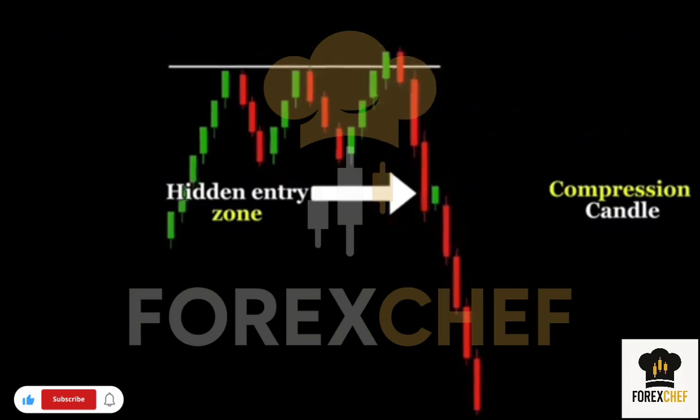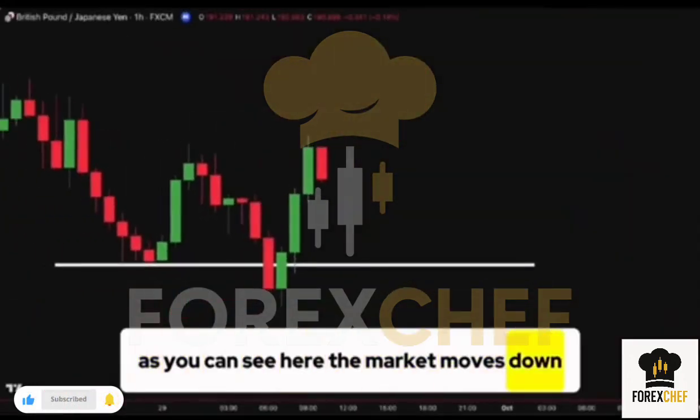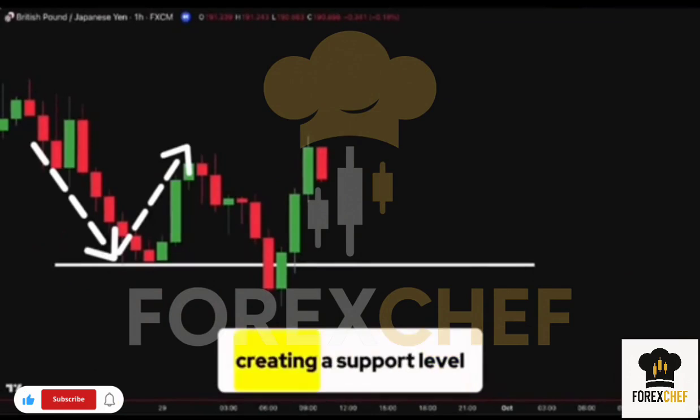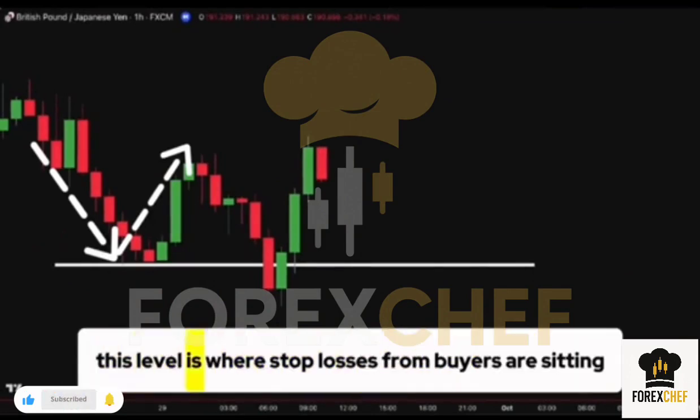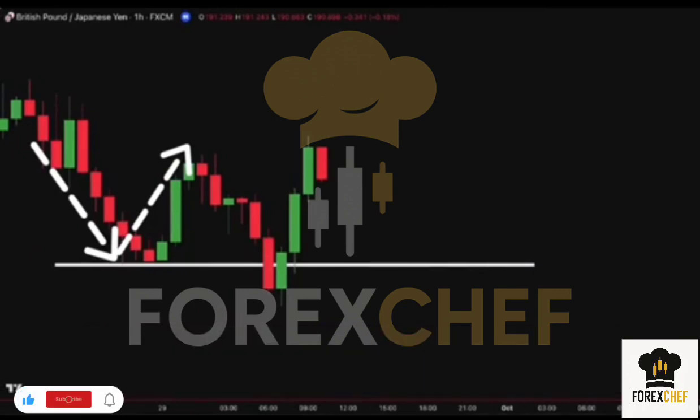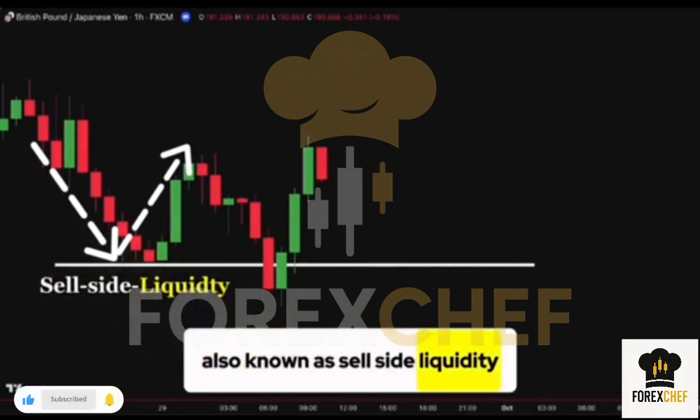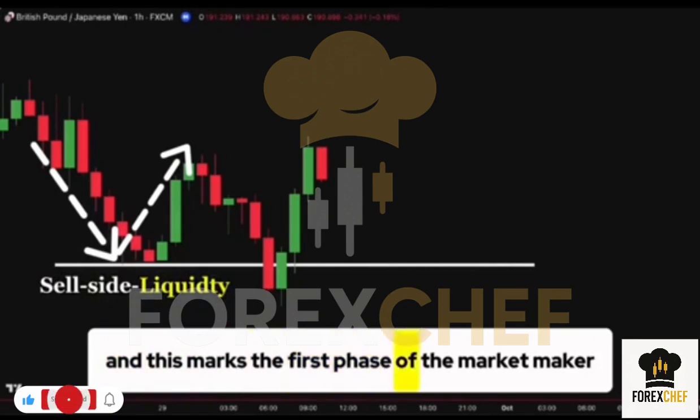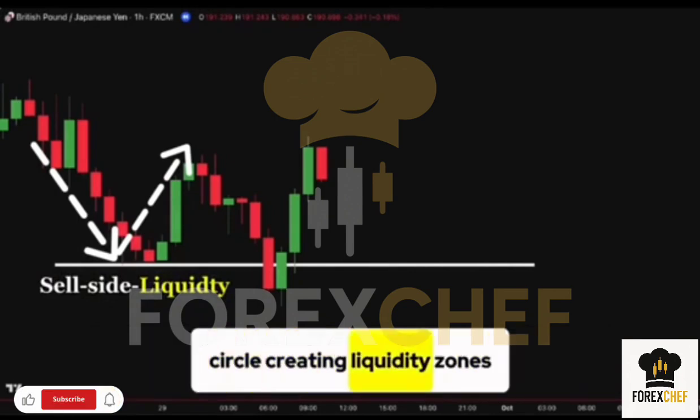Let me show you a chart example. As you can see here, the market moves down, hits a level, and reverses, creating a support level. This level is where stop losses from buyers are sitting, also known as sell-side liquidity. And this marks the first phase of the market maker circle, creating liquidity zones.